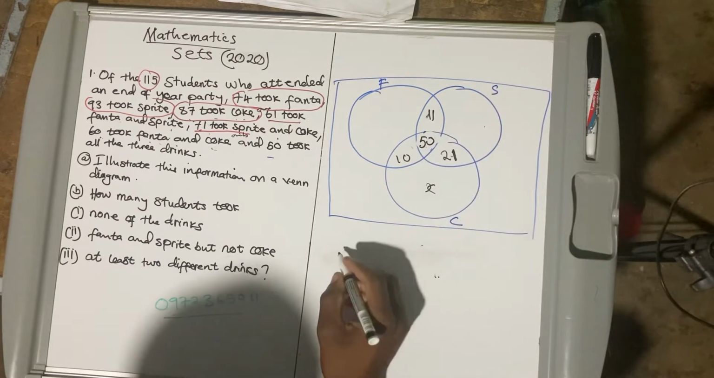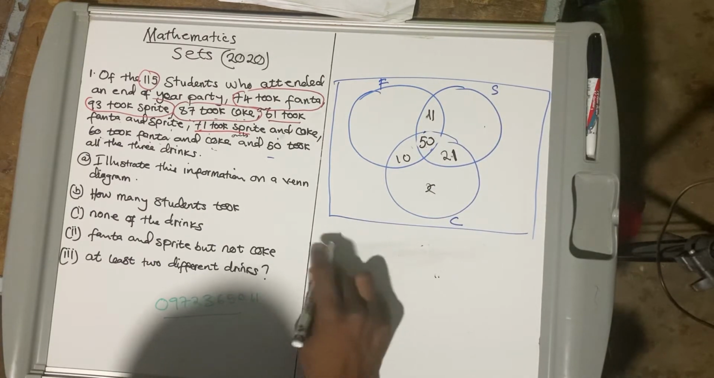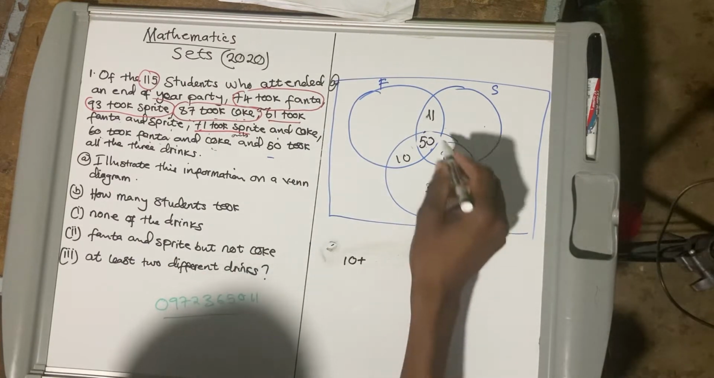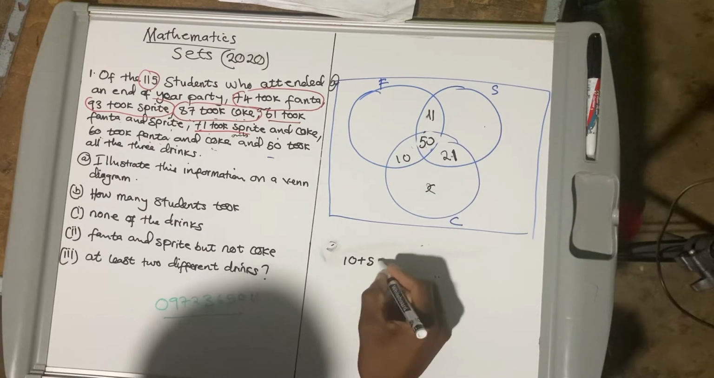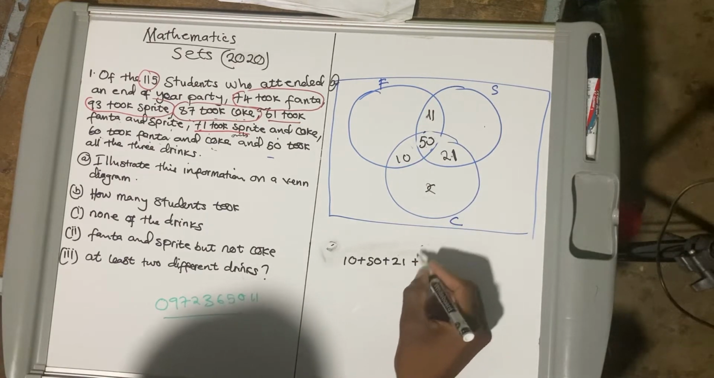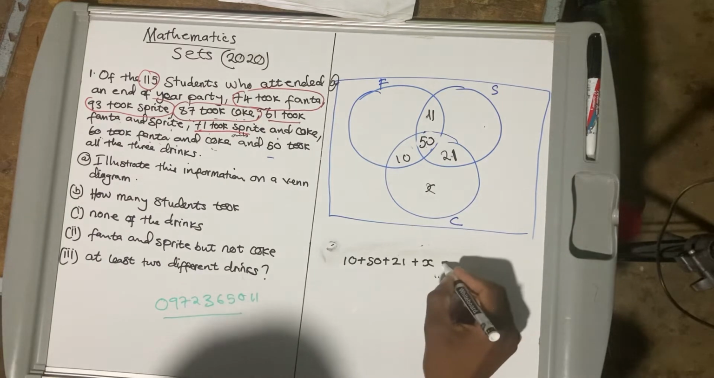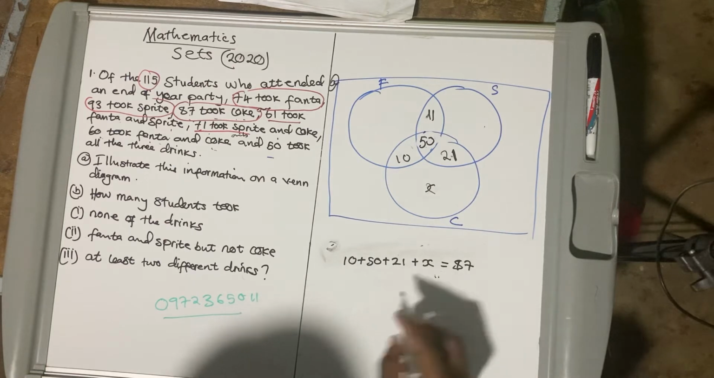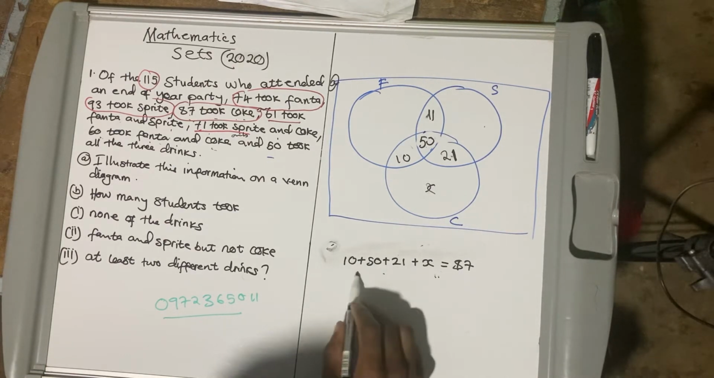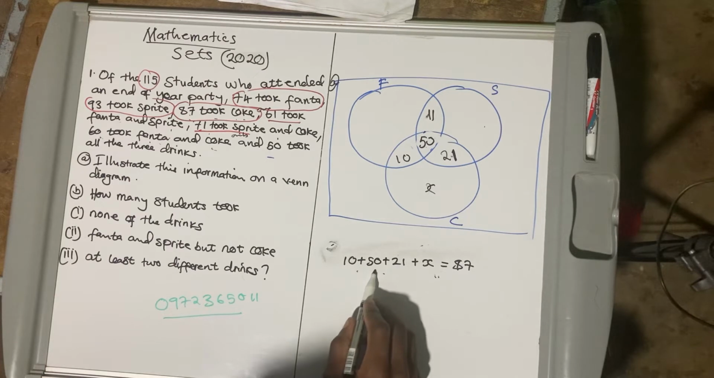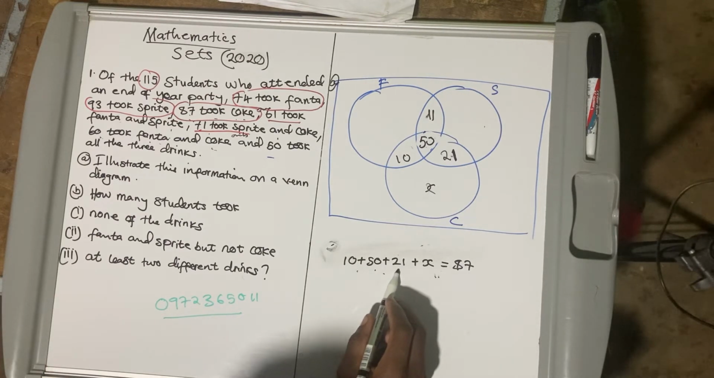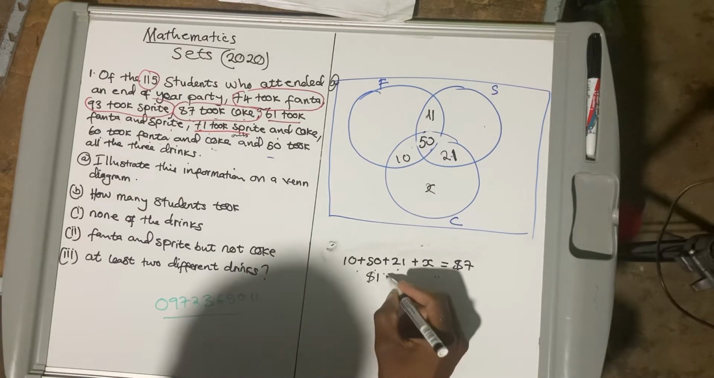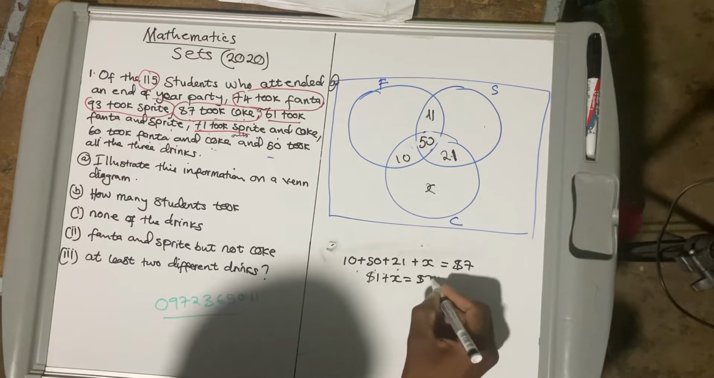So what you need to do is add all the numbers found in Coke: 10 plus 50 plus 21, plus this one, the one we don't know, is going to give us what we've been told, which is 87. So you add these three numbers, because they are like terms. This is 60. 60 plus 21, we're getting 81.